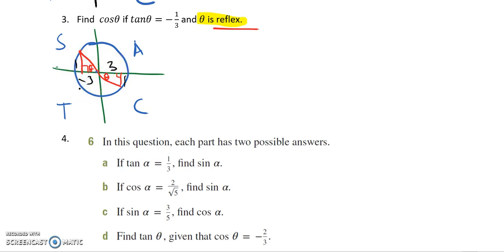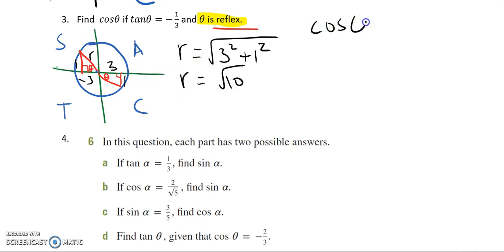And this one's negative. Okay, so this time I need to actually figure out the radius. So r is going to equal the square root of 3 squared plus 1 squared. Okay, so that's going to give you square root 10. That's my radius. And then if you want to figure out cos theta and you want it to be reflex, you're then thinking about the adjacent side over the hypotenuse side. Okay, so 3 on root 10.